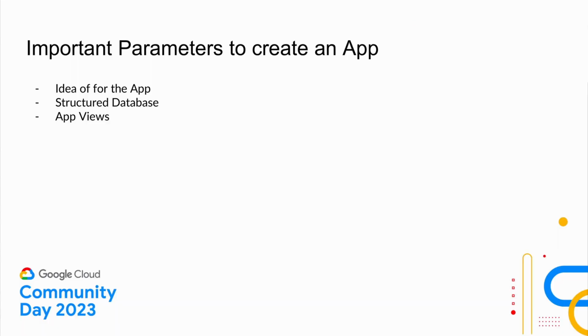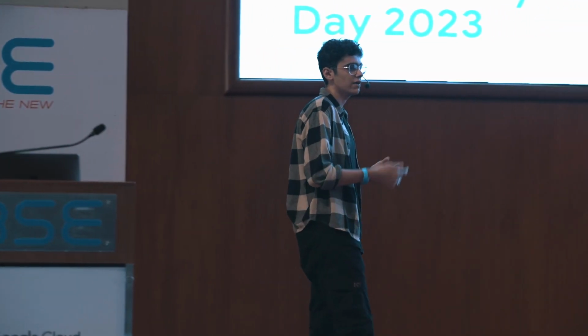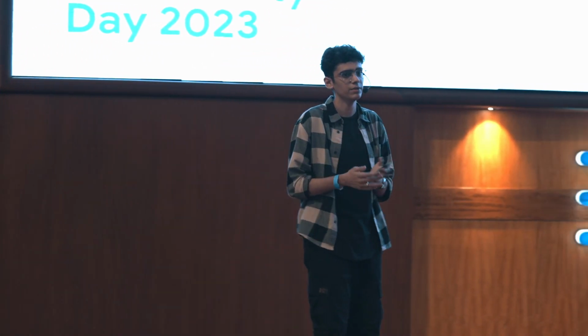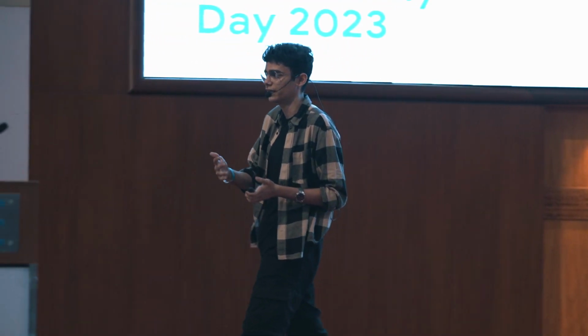And when you create apps for Google AppSheet, it is very important to know there are two main parameters for that. One is going to be your data, that has to be structured data, and the app views. So before you create any app in Google AppSheet, you need to have an idea. Once you have the idea, you can power your database, and once you have your database, you can create your app views.